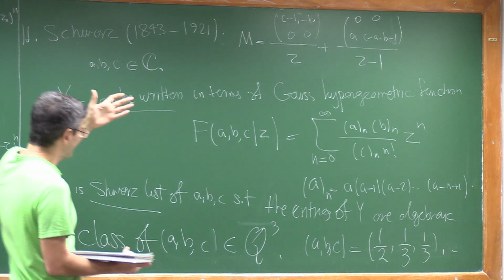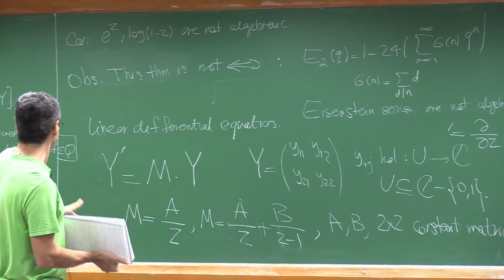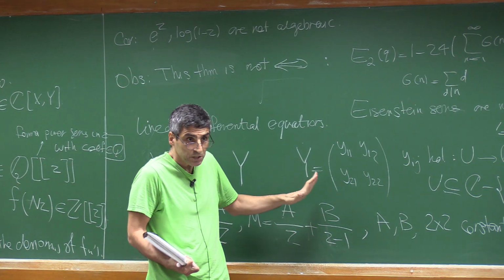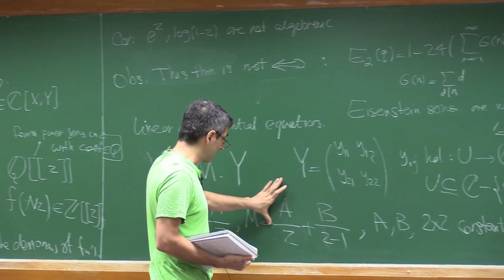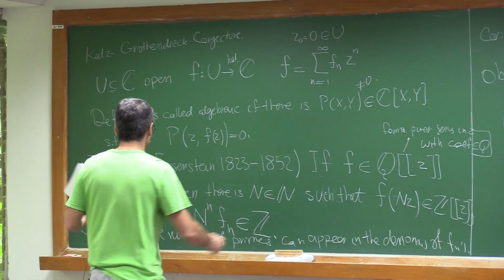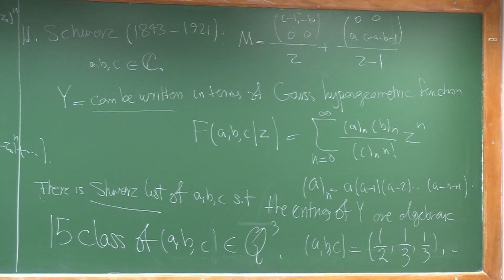Okay, well. The classification of algebraic solutions for arbitrary A and B matrices is still, as far as I know, open. And I just want to introduce this Grothendieck-Katz conjecture to this class. Okay, so any question?